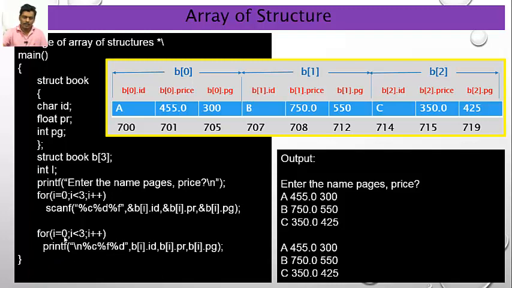And it continues. The value is 3. The i value is 3. 3 less than 3, the condition is false. It comes out of the loop. Then this closing brace is the main function closing brace. It will terminate the program.